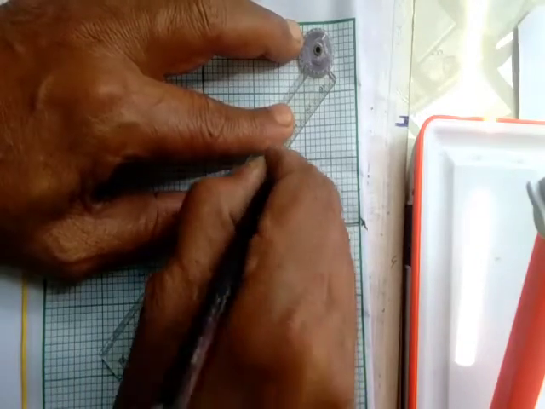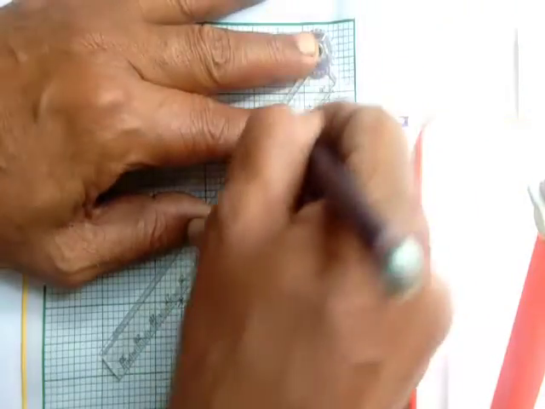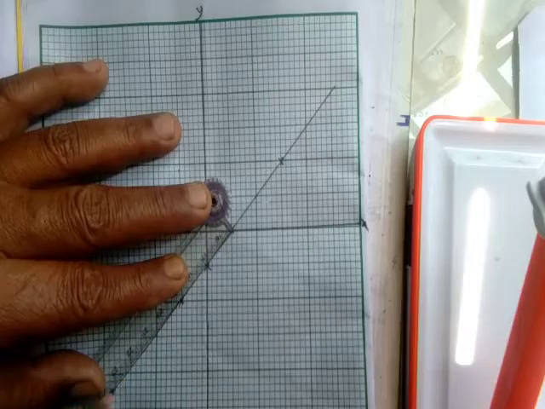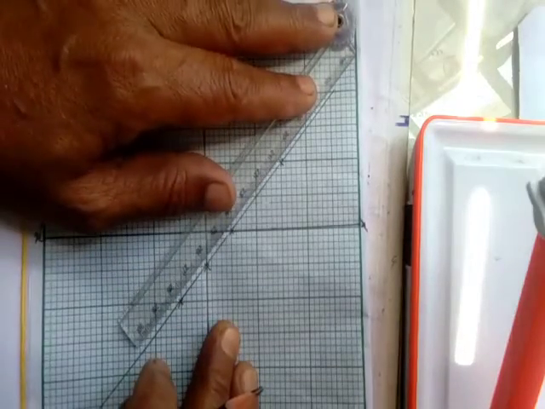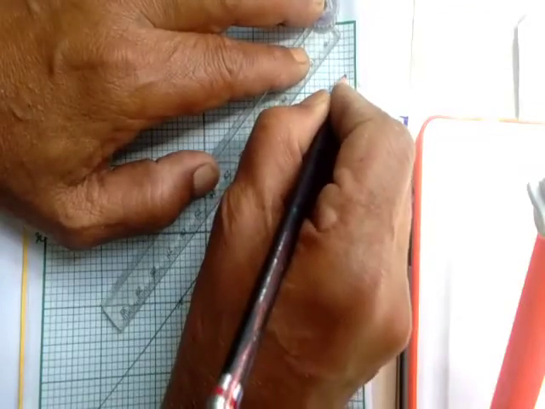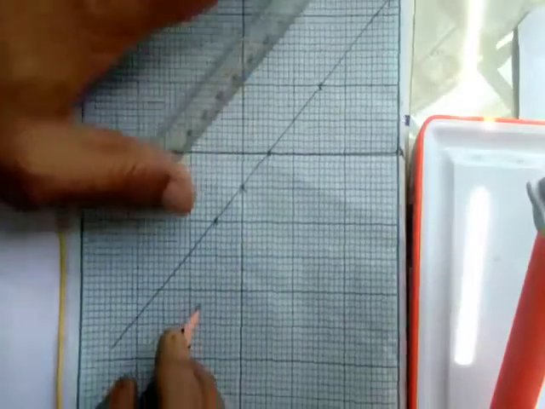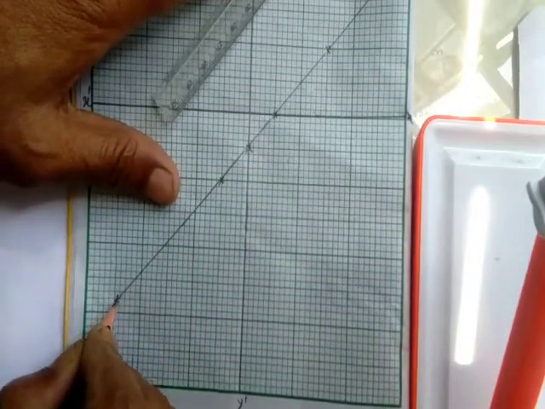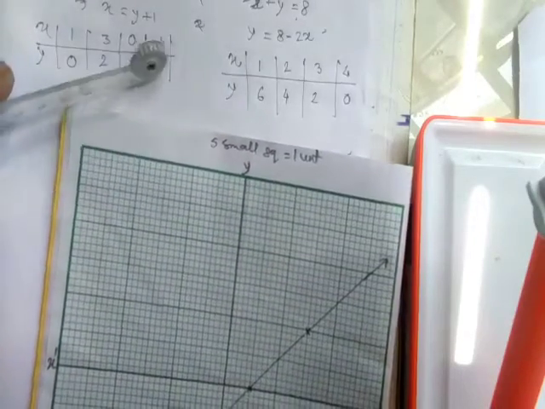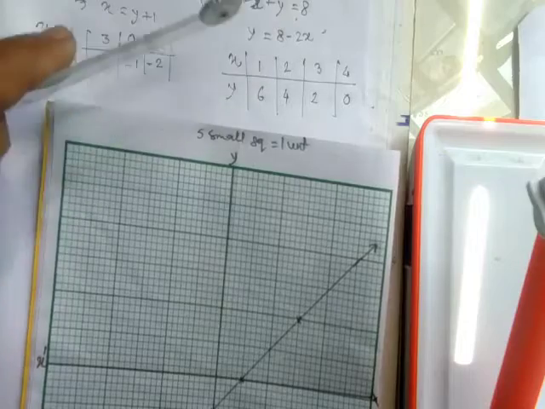If any point is not coming, you verify it. Check the solution again. If the solution is a mistake, the point will not come on the same straight line. So you must be careful in calculation. This is your graph from the first table. Next, the second table.